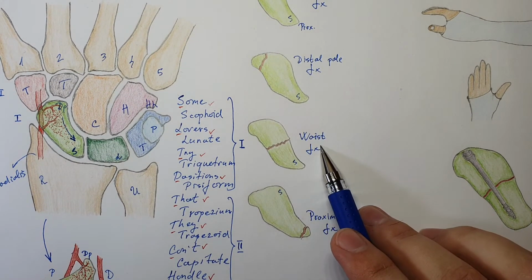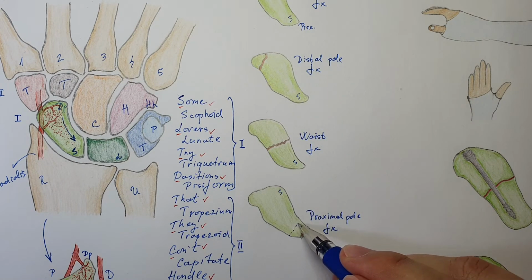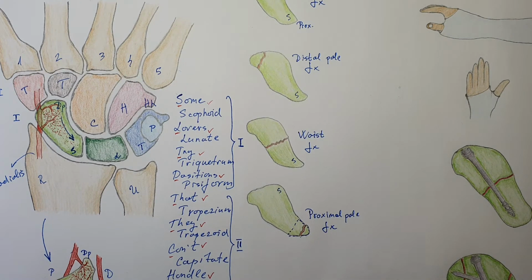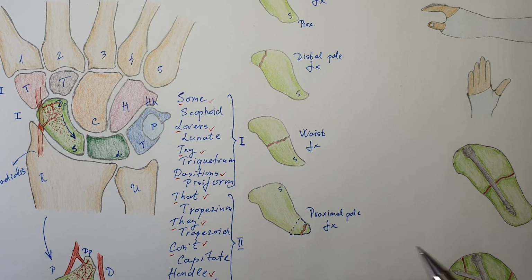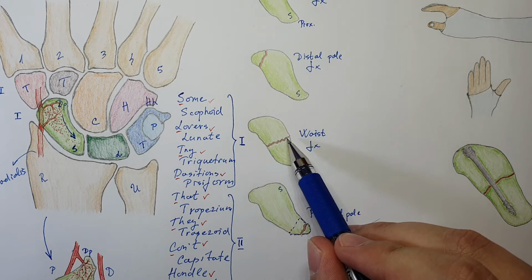And even worse than waist fractures are proximal. If the proximal part of the bone is fractured, then we can also have a high percentage of non-union. So in the clinical setting, the waist fracture is probably seen the most.